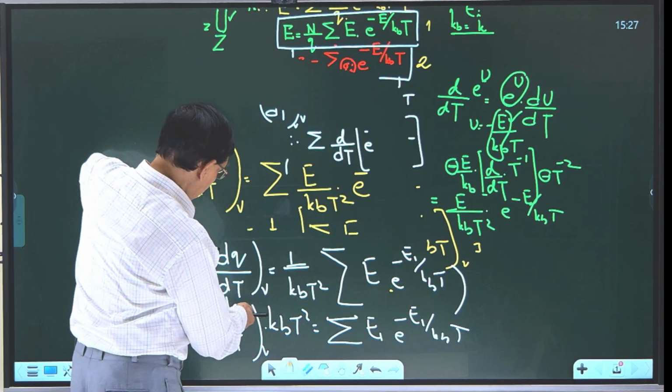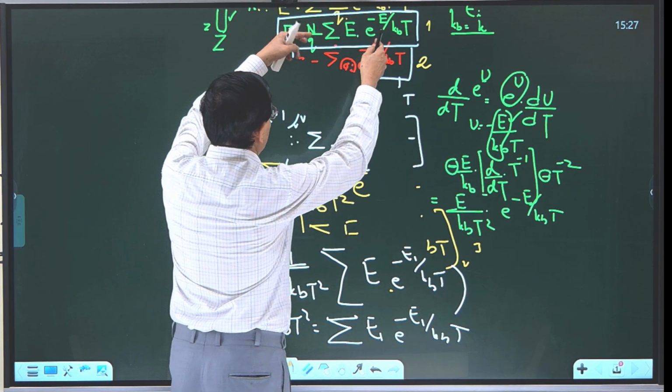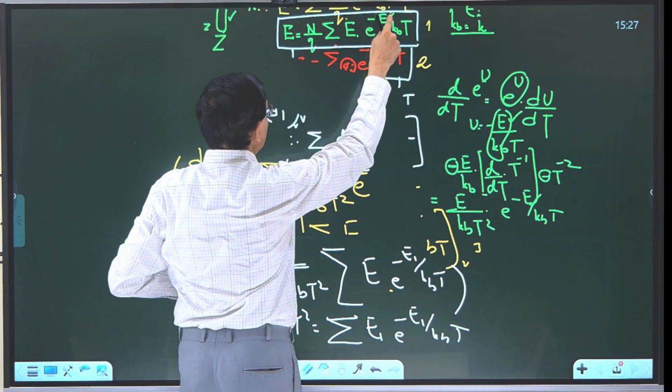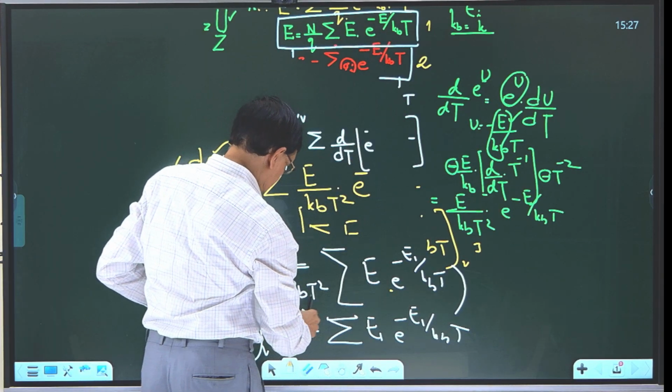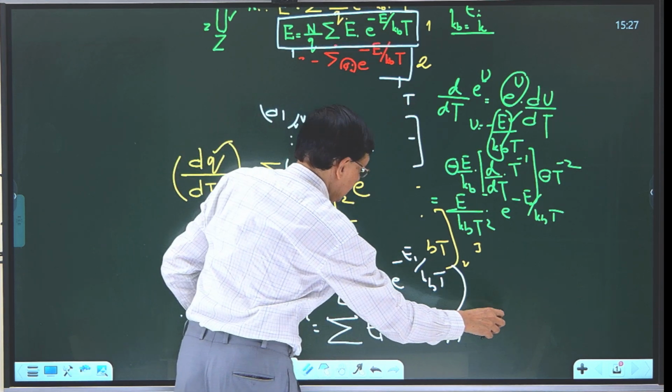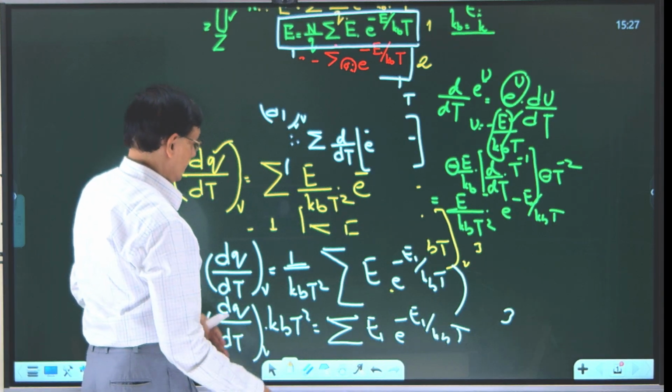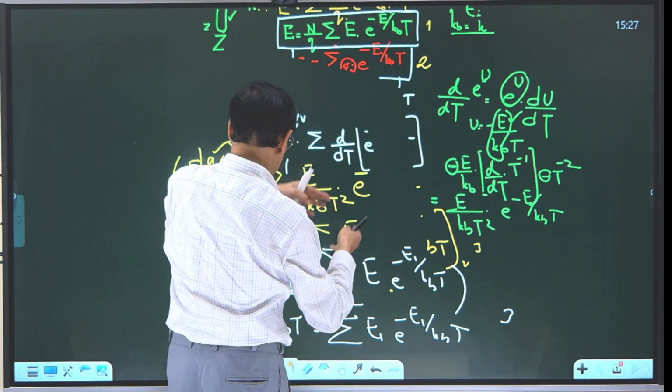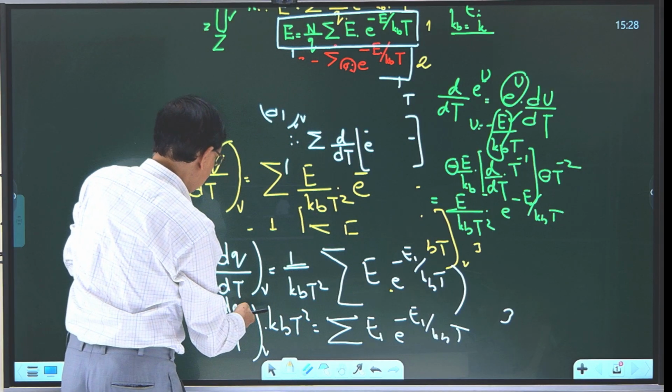So what I have to do now, look at both: if I compare equation 1, 2 and this equation 3, in place of that part, I can write this part.